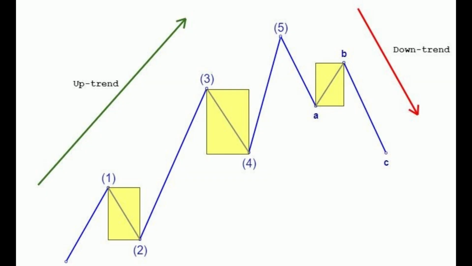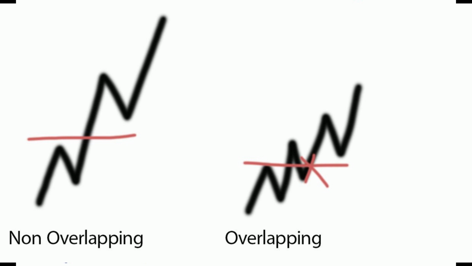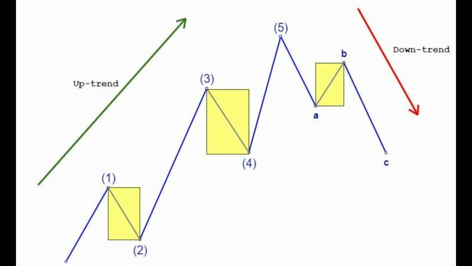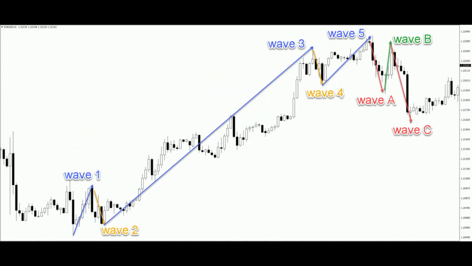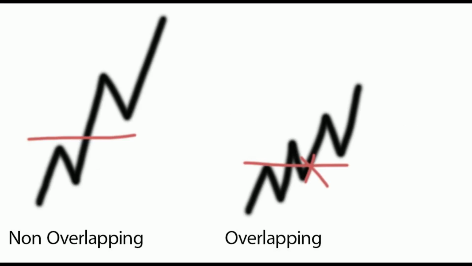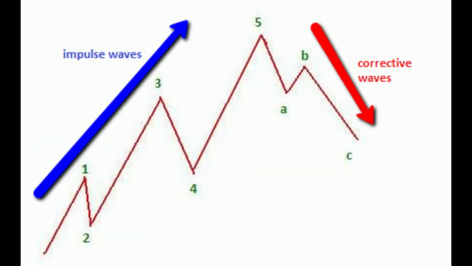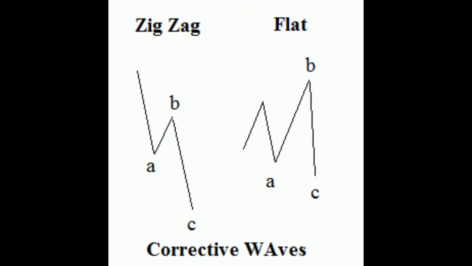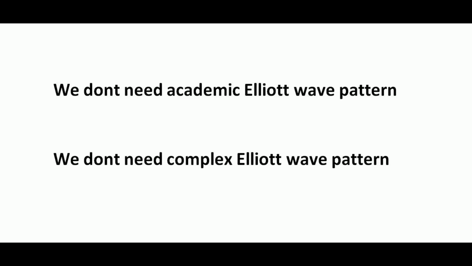Okay, let's look at an example. This is a trend, an impulse wave. Don't forget, trend usually unfolds in a non-overlapping wave pattern. This is overlapping and this is not overlapping. In a trend we shouldn't have overlapping. And in correction, ABC usually unfolds in a 3-wave pattern with overlapping.